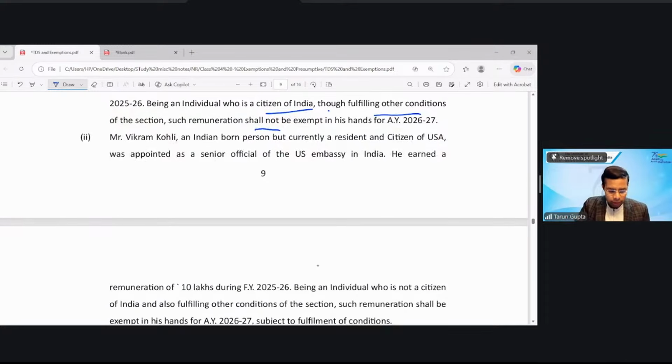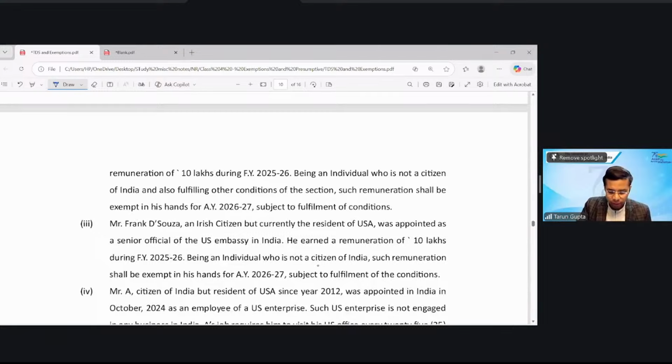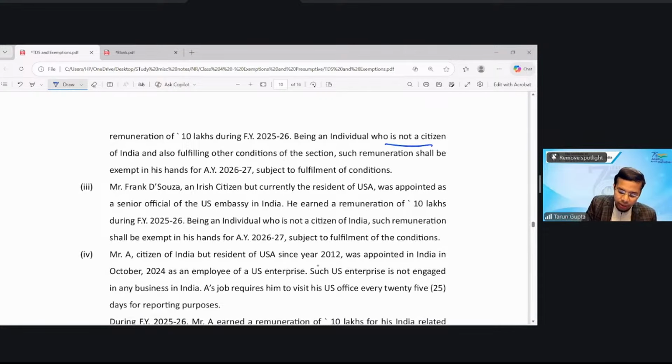So Mr. Vikram Kohli, another example, an Indian-born person but currently a resident and citizen of USA, was appointed as a senior official of the US Embassy in India. Okay. He earned remuneration of 10 lakh during 25-26, being an individual who is not a citizen of India and also fulfilling other conditions of the section. Such remuneration shall be exempt. What's the difference between point 1 and point 2? In point 1, he was a citizen, therefore not eligible for the exemption. In point 2, he's not a citizen and therefore eligible for the exemption.